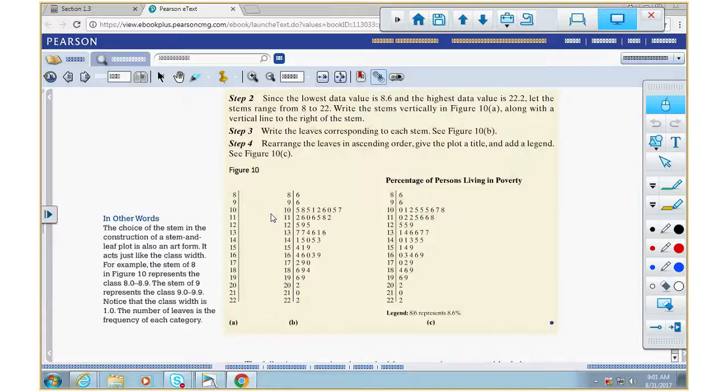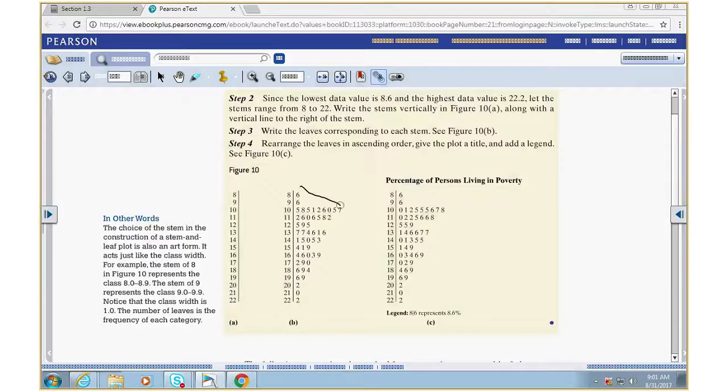Now you can see if there's any type of curve. This is skewed right. Why is it skewed right? Because this is the center and all the data is on the what? Left. If the data is on the left, it's skewed right. If the data is on the right, it's skewed left.